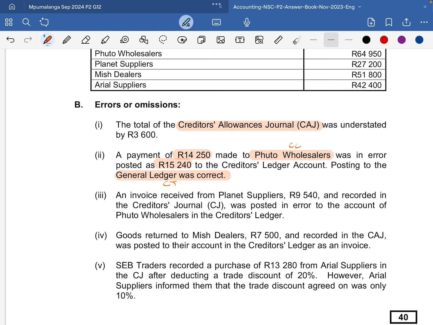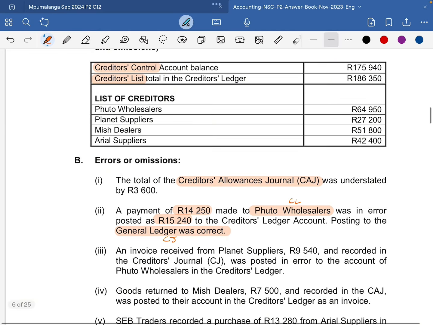Then this is where we have the creditors control. Let's just have the creditors control here. Was incorrect. So we need to account for the difference between these two. So we're going to take the 15,240 and then we're going to subtract the 14,250. Okay, and then now the difference for that is 990.